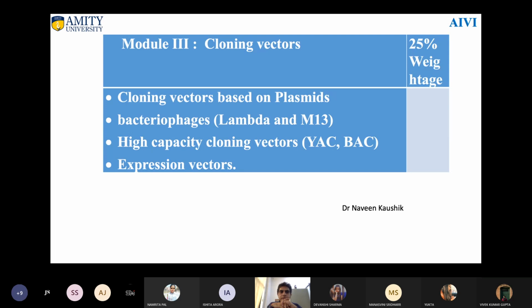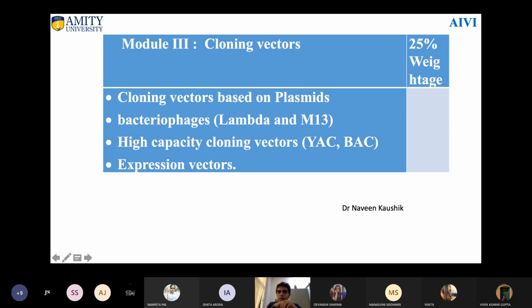What types of cloning vectors are we going to deal with? One is based on plasmids, as I have shown you in that book by T.A. Brown, which covers the plasmid and the bacteriophages. The second is bacteriophages, the lambda and the M13, two bacteriophages. The third is high capacity cloning vectors. If you want to load more, then you need to go for YAC and BAC. Then the fourth type of vector is called the expression vector.